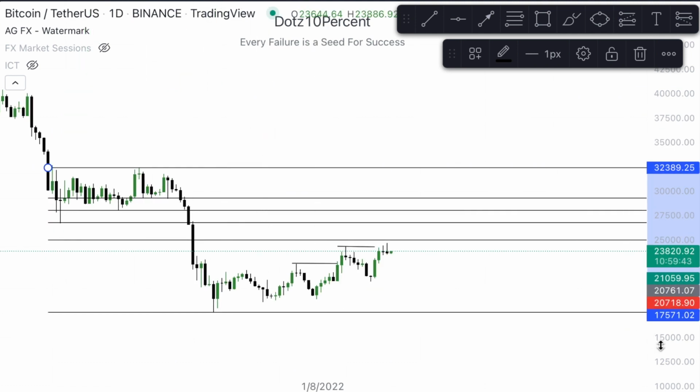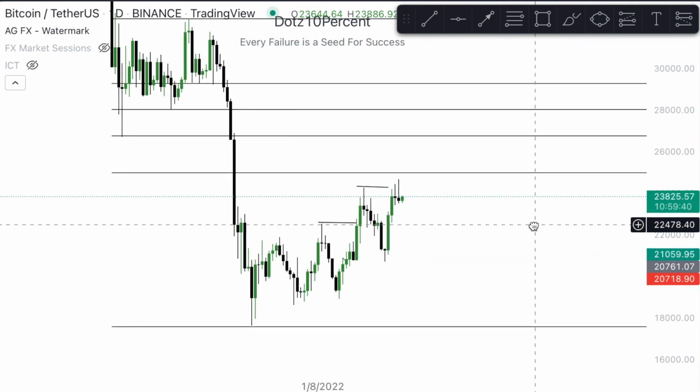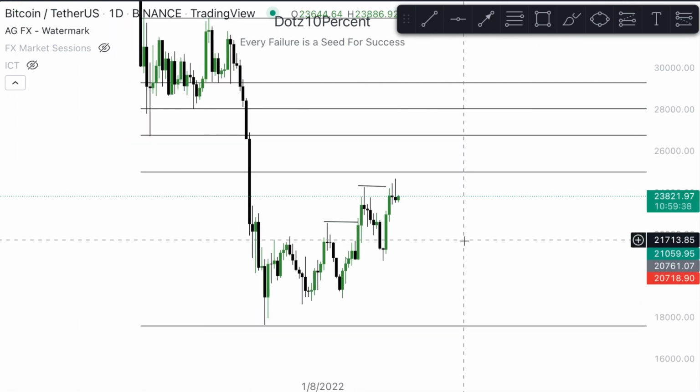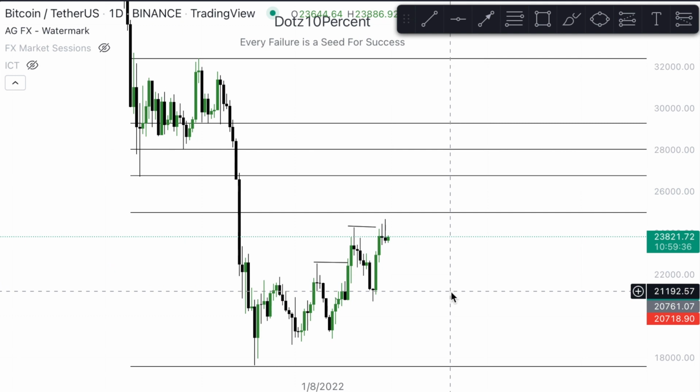Because if you come down to the daily, you might confuse this as a solid uptrend. In reality, this is an uptrend, right? I'm not trying to confuse you guys.